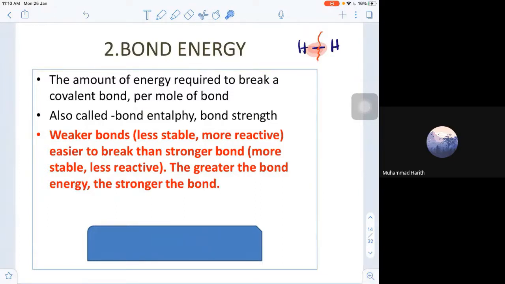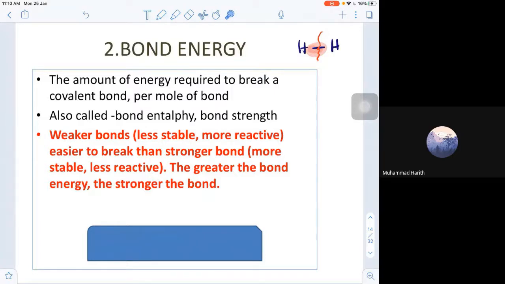So we said that they are reactive. They are easy to react. This happens when we have a weaker bond. When we have a weaker bond, it means that it is easier to break compared with a stronger bond. If we have a stronger bond, it means that the molecule is more stable and it is harder to react. It is less reactive.